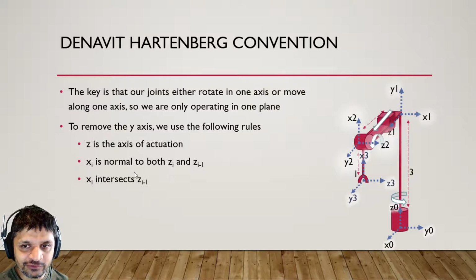Okay, and then our third rule is that xi must intersect with zi minus 1. So x1 and z0 must intersect. So we can see that they do here. Okay, so that means we've obeyed all three rules, so we're happy.